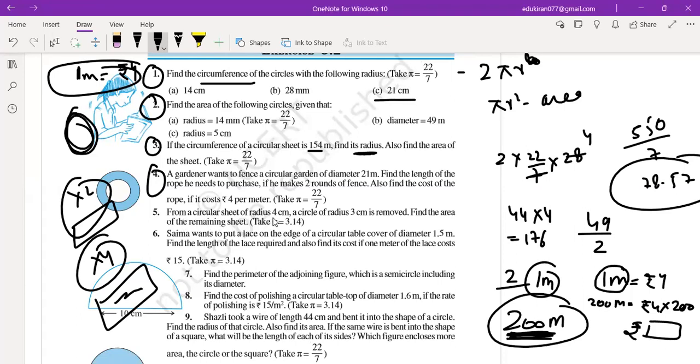From a circular sheet of radius 4 centimeter, a circle of radius 3 centimeter is removed. Let me just read it. Can you see this? The question, right? So you are asked to find the area of the remaining sheet. This is the same question which we did as an example in the first class when you joined. Same question, right? Quickly do it.